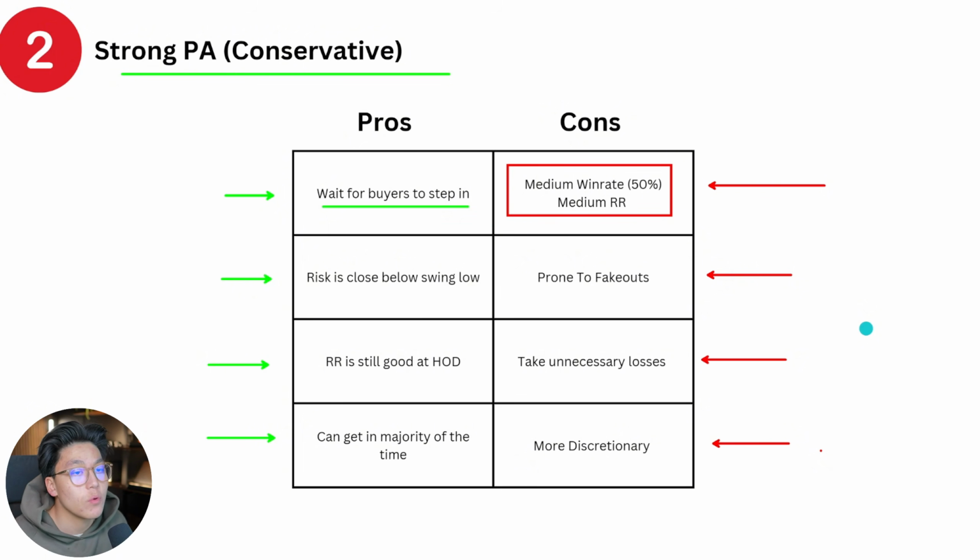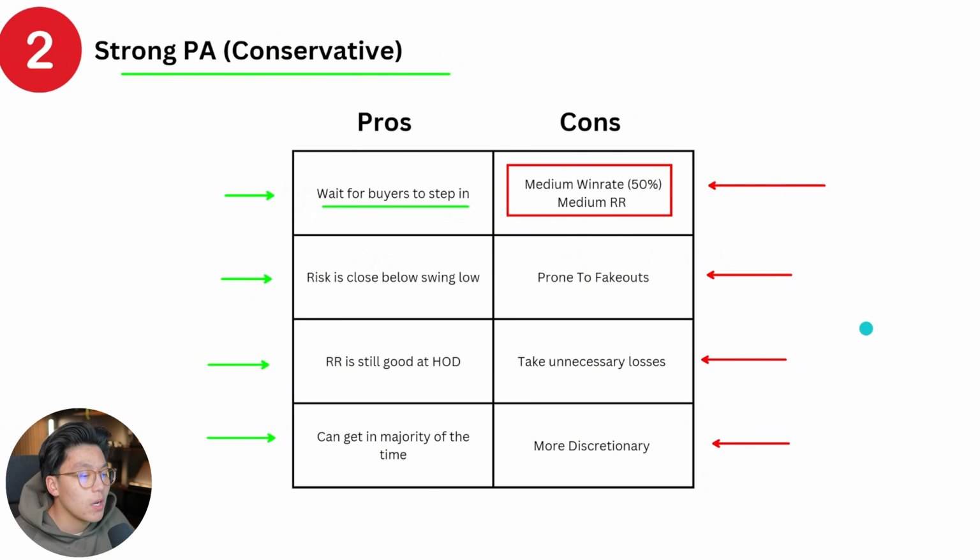What happens if you wait for strong price action? This is where more discretion comes in. So if you are a beginner trader, discretion can be a little bit bad because you don't really know what you're doing. But if you're a little bit more experienced, you can use discretion to your advantage. So if you're experienced, discretion can be a pro. If you're a beginner, discretion can be a con.